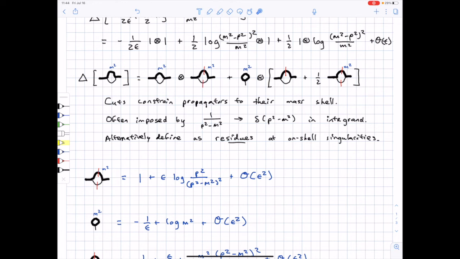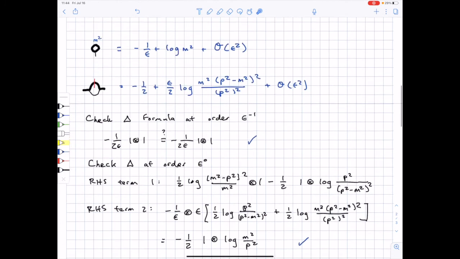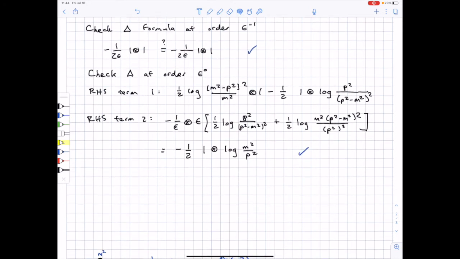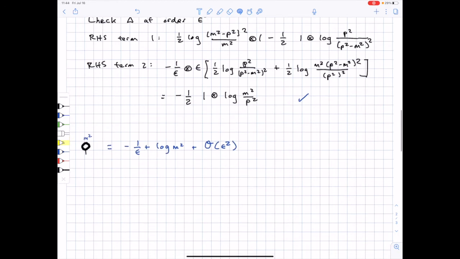Let's step back for a moment and see how this works in an even simpler example, namely just the tadpole integral itself. So this one. In fact, let me give its exact expression because it is easy enough to compute directly. And from here you can see that as you go to higher orders in the epsilon expansion, you'll just get powers of logs.